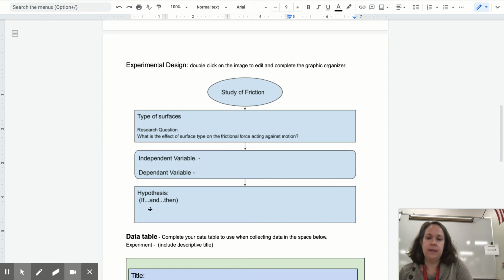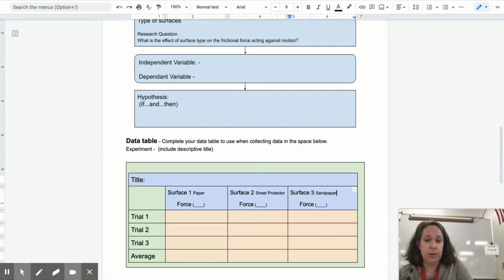Remember to state it in the format of if and then. So if we do this and we change something each time, then we expect this to happen. Now come down to the data table. You need to give this data table a descriptive title. The descriptive title can come from the research question. I would just restate it as a statement instead of a question. And then we're going to fill in a few more things.